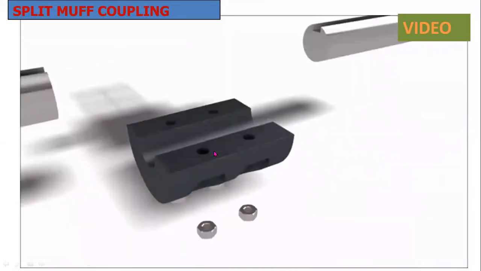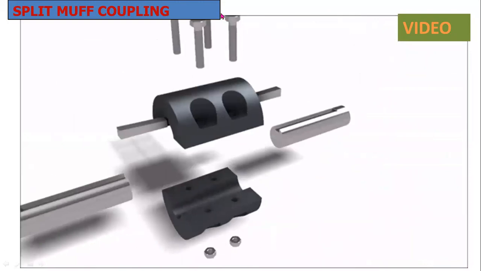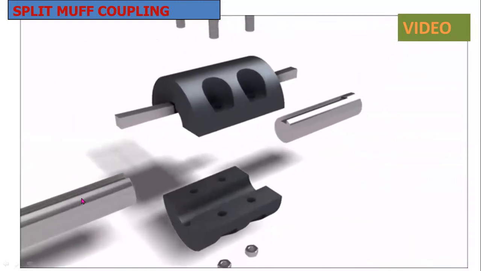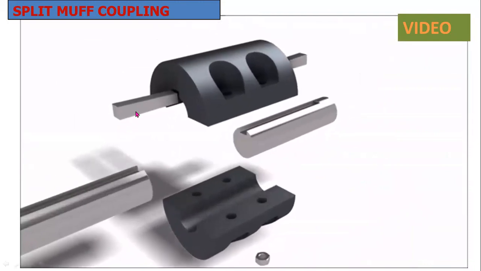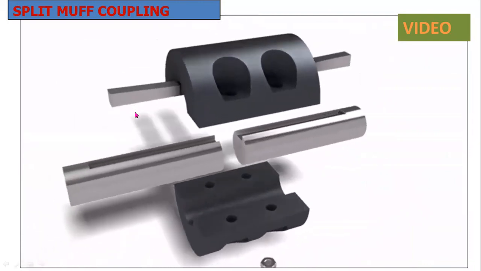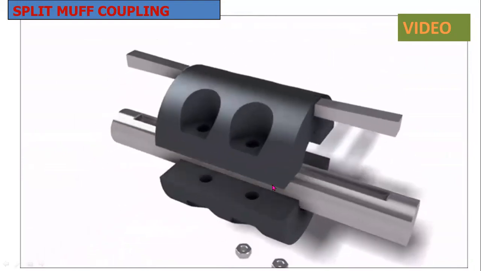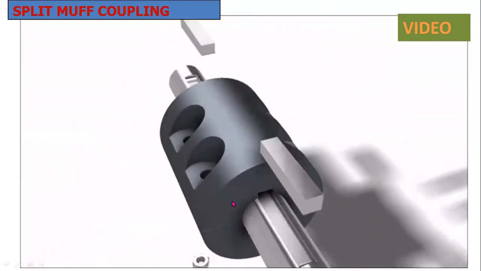These are nuts. These are the bolts. This one and this one are the shaft. This one is a key. Okay, so here to join these two shafts, we are using split muff coupling.